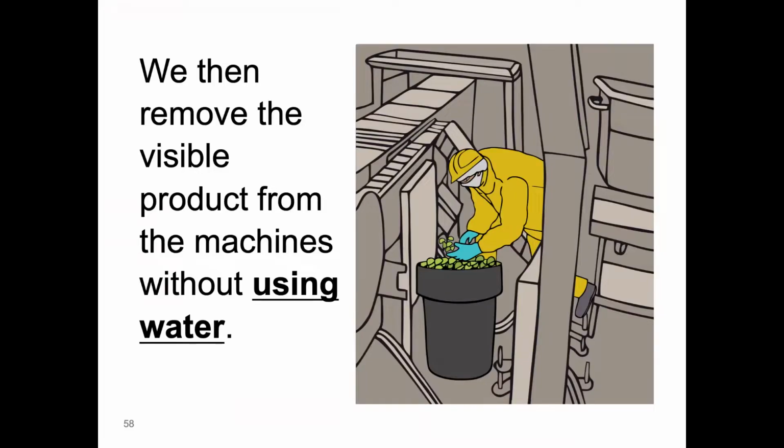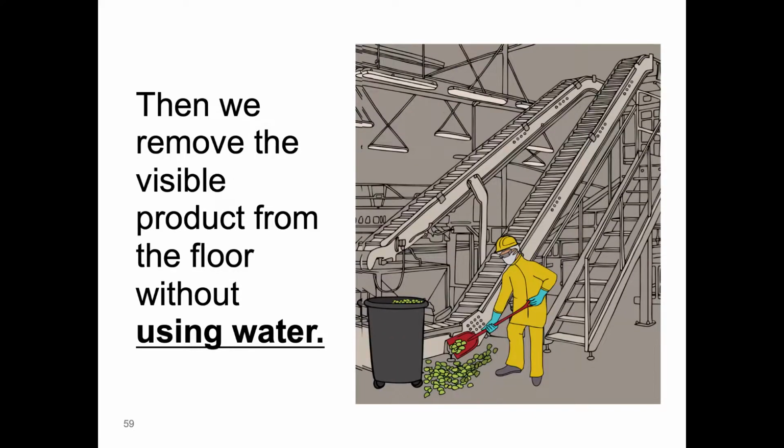We then remove the visible product from the machines without using water. In this part of the first step, we use our hands to lift the product, or in some cases, we can use tools, but we do not use water. Then we remove the visible product from the floor without using water. In this situation, we must lift the product off the floor using the designated brooms and shovels.